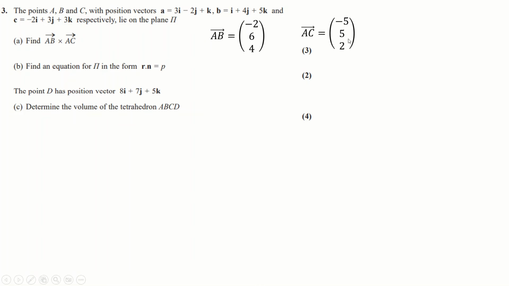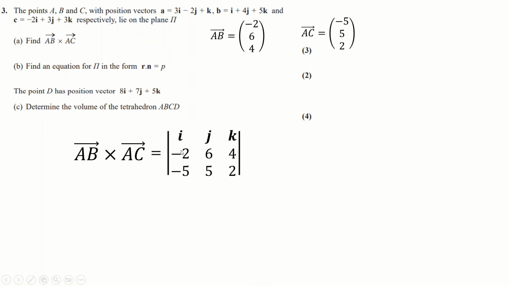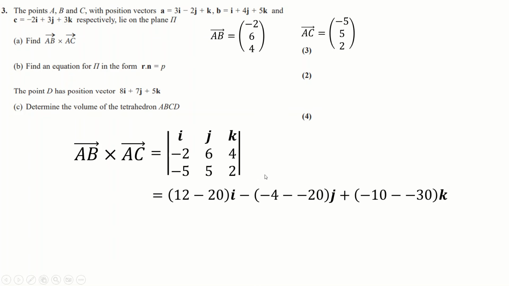And now to cross 2 vectors together, you transpose the 2 vectors, put them in a 3 by 3 determinant matrix, and find the determinant of that matrix. Put i, j, k on the top. So the determinant of this is going to be i times 6 times 2 minus 4 times 5 for the first bit. So that's going to be 12 minus 20.